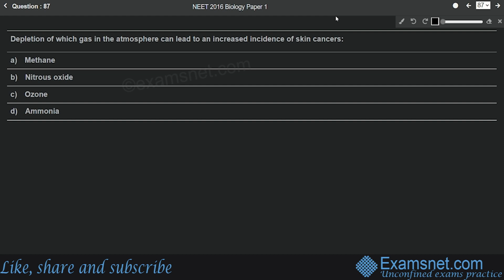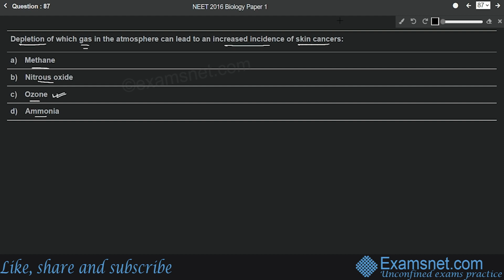Question number 87 is from the chapter Environmental Issues, and the question is, depletion of which gas in the atmosphere can lead to an increased incidence of skin cancers? Options are methane, nitrous oxide, ozone and ammonia. And the correct answer is option C, that is ozone.